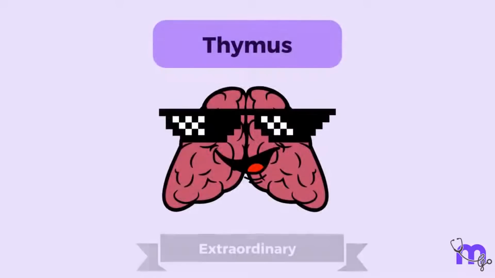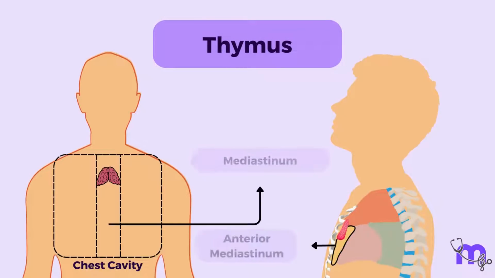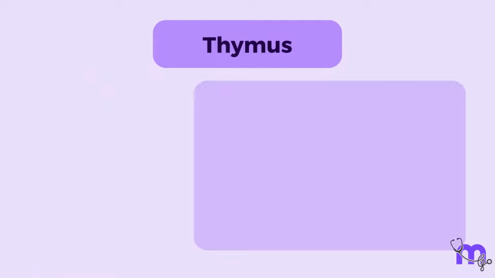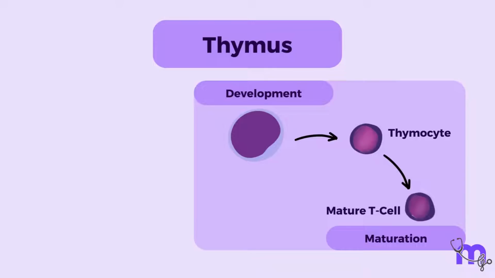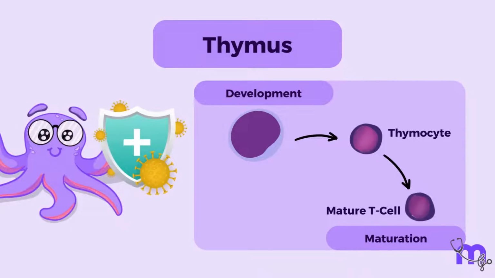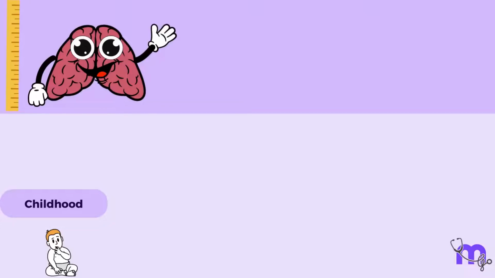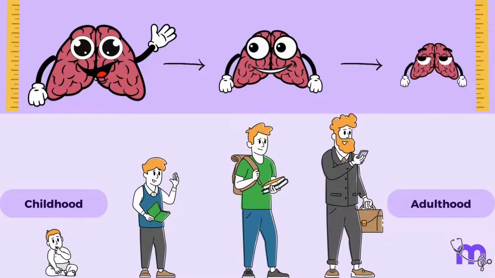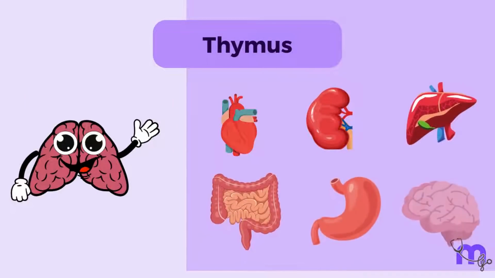The thymus is an extraordinary gland nestled within the chest cavity in the upper anterior mediastinum, just behind the sternum and between the lungs. It plays a crucial role in the development and maturation of T cells, a vital component of the immune system. During early childhood, the thymus is at its largest size and gradually decreases in size as one reaches adulthood. The thymus has a unique structure that sets it apart from the other organs.